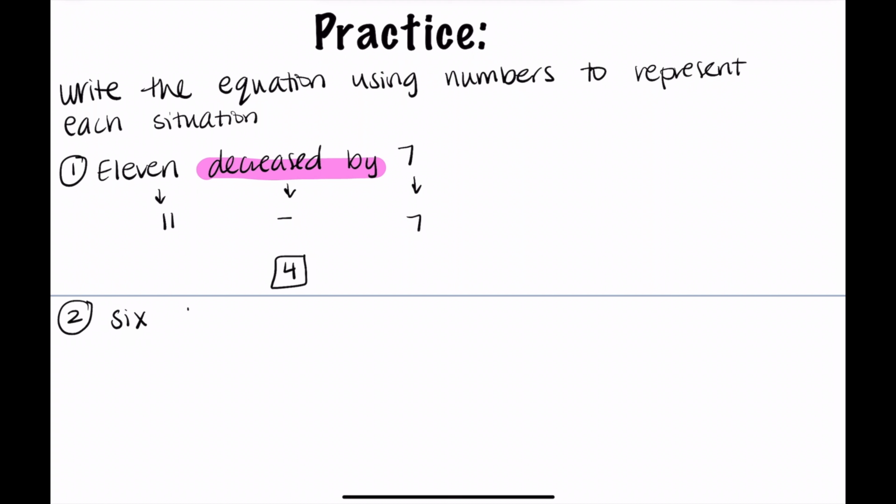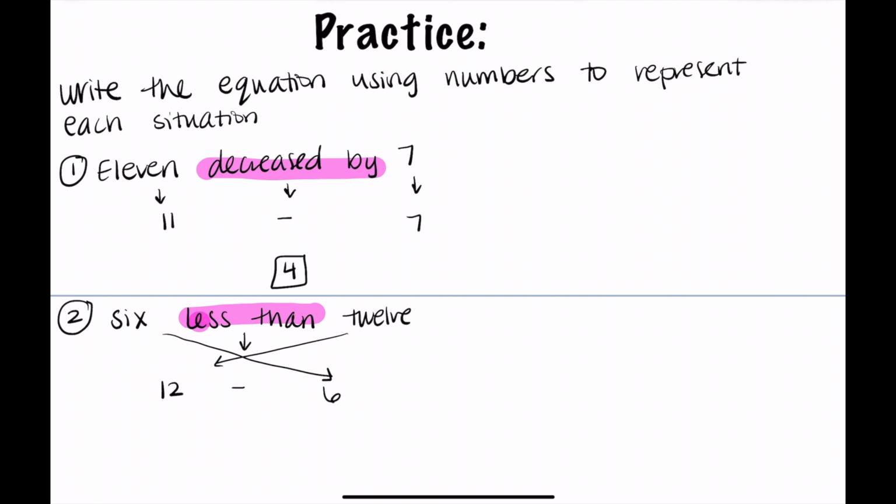Now for number 2, it says 6 less than 12. So in our last equation, it was very straightforward, right? 11 decreased by 7, but here the order is going to be flipped. So it's 6 less than 12. We have 12. That's going to go first. Less than means we're subtracting, and we're subtracting by 6.